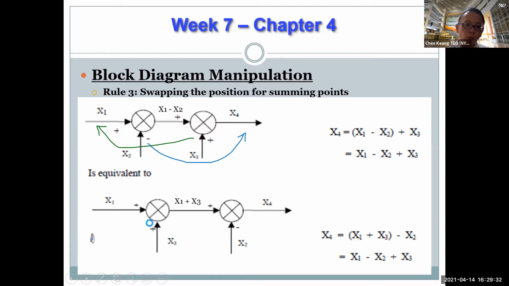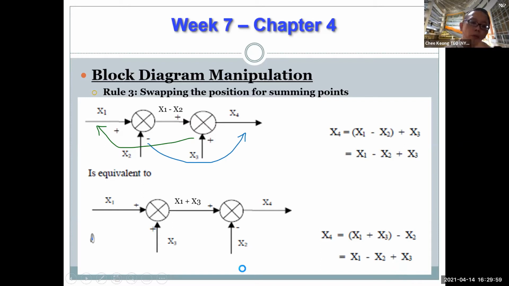Now, if you swap the two summing points, then basically you have X3 coming first, followed by X2, right? So we go through the same analysis again. The output at this point will be X1 plus X3, right? Then after X1 plus X3 go into here and minus with X2, so X4 will be again the same thing, X1 plus X3 minus X2. So you look at it, you rearrange it, it is actually basically the same.